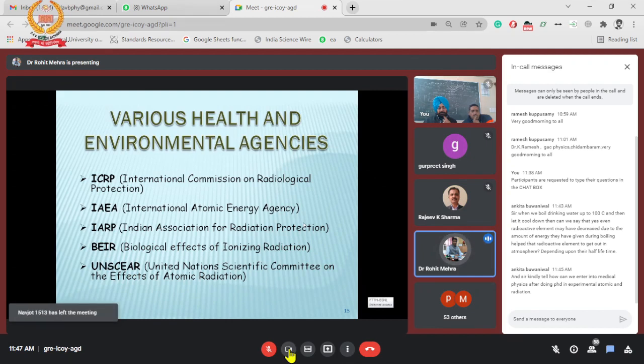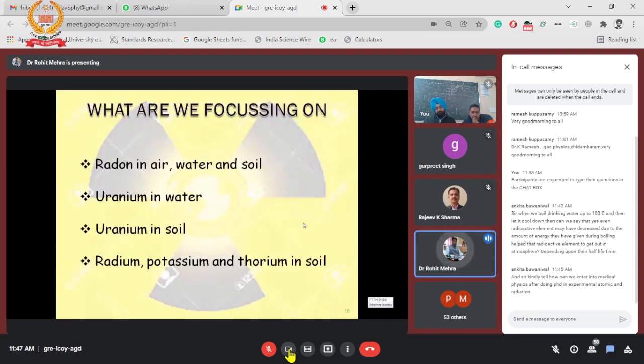especially with the chemistry people as well as with the chemical people. Now there are few agencies who are working in this area, that is ICRP, IAEA, that is International Atomic Energy Agency, IARP, Indian Association of Radiation Protection, their biological effects of ionizing radiation, and UNSCEAR. So those are the agencies, even WHO is there also, who are working in these areas, and they are deciding different permissible limits for air, water and soil, that what should be the contamination limits. So what we are interested, we are focusing on the radon in air, radon in water, radon in soil, uranium in water, uranium in soil, radium, potassium and thorium in soil.